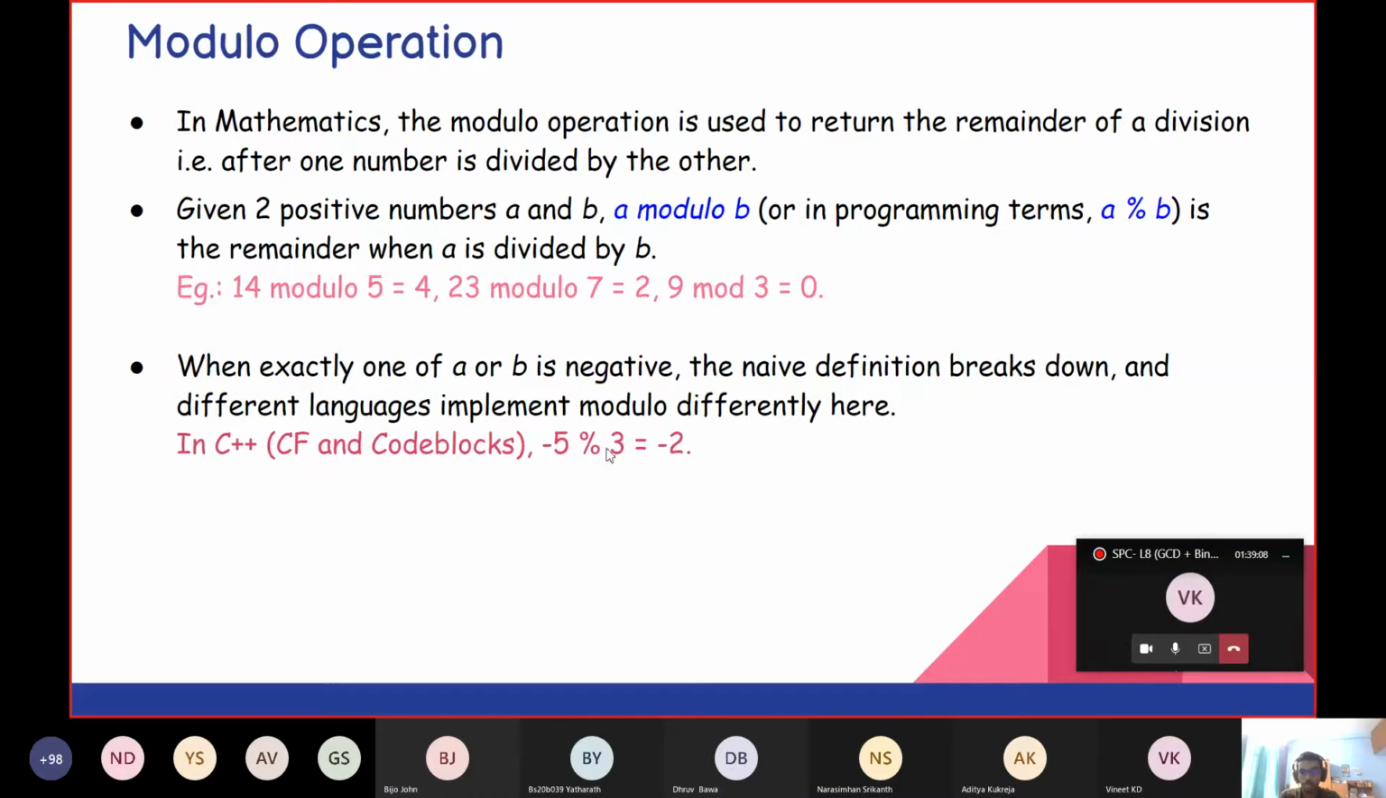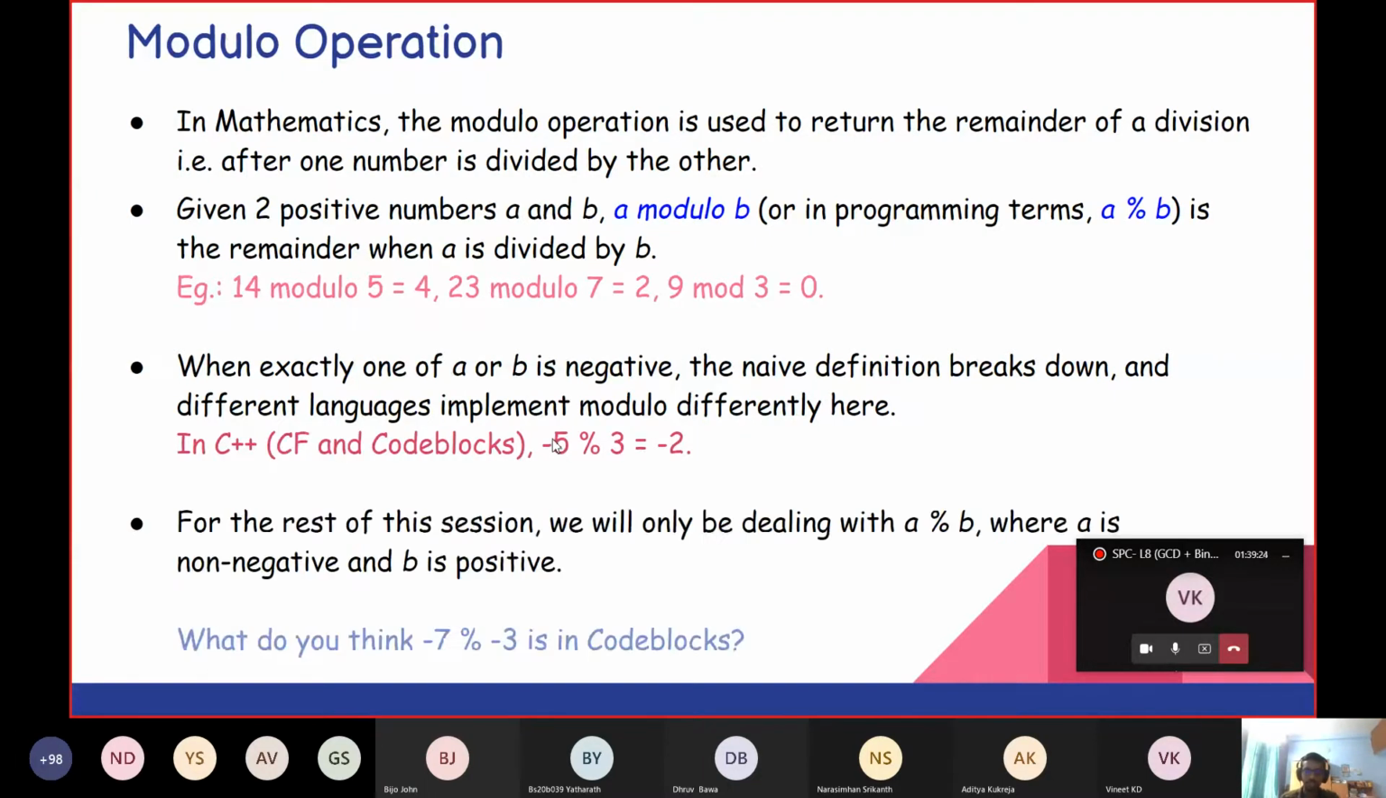So whenever you have negative numbers, try to refrain from doing division, because integer division won't happen. When you do minus 5 by 3, you're not going to get minus 2 as the output. You'll get minus 1 as the output. So be careful when you're dealing with negative numbers. So for the sake of fun, you can just try out and see what different combinations give, minus 5 percentage 3 or minus 7 percentage minus 3, like here. But for the rest of the session, at this point in time, we'll only be dealing with A percentage B, where A is non-negative and B is positive. I hope that clears up what modulo is.